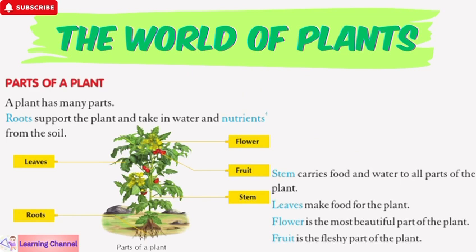After studying the types of plants, let's move to the parts of plants. A plant has many parts. Roots support the plant and take in water and nutrients from the soil. Stem carries food and water to all the parts of the plant.